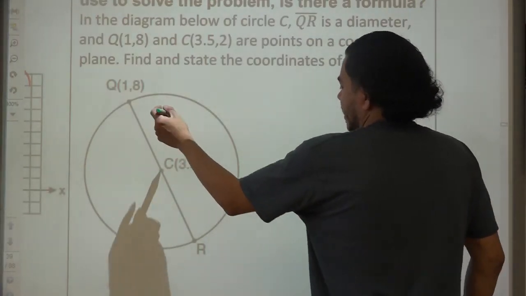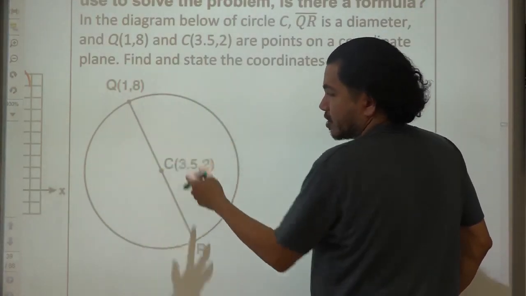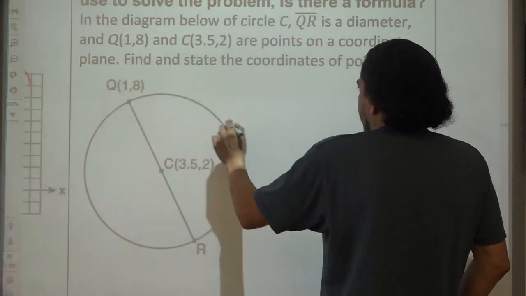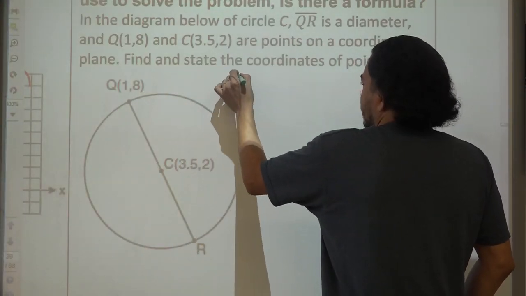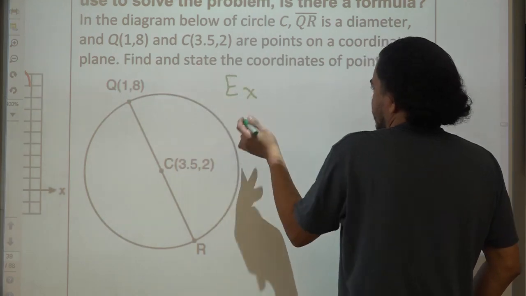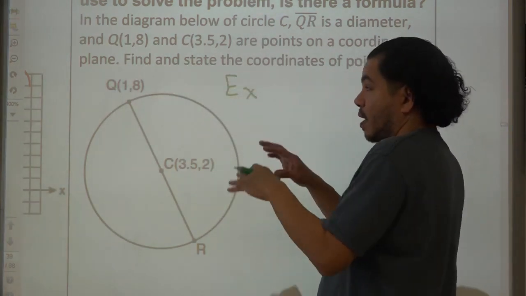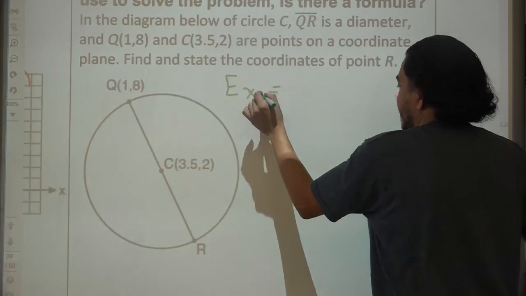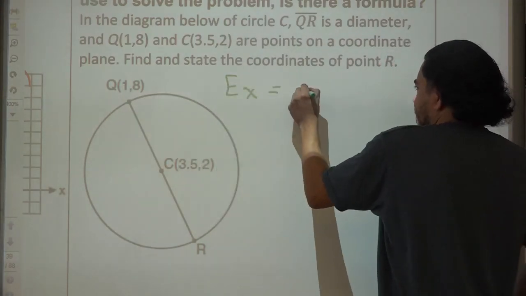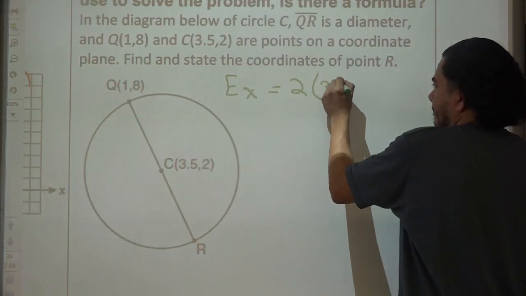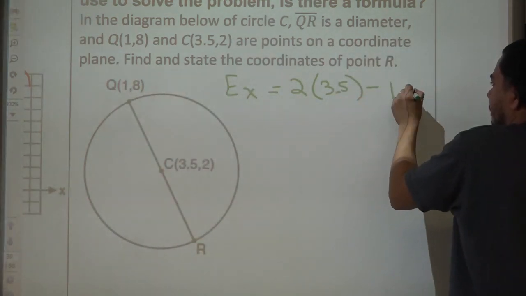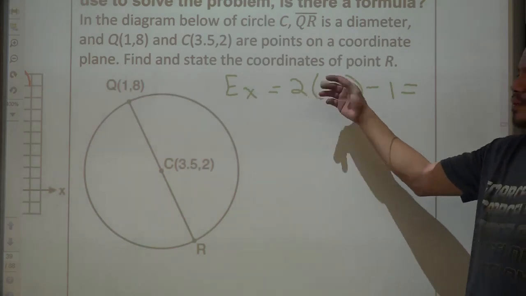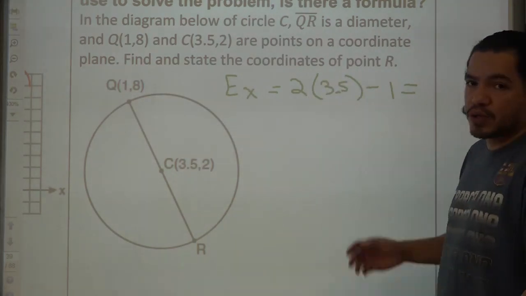So, let's see now. I'm gonna do x first, as usual, right? So, the endpoint for x. See, now I'm gonna label it. Anyway, it doesn't matter. So, multiply the midpoint by 2 and subtract the x coordinate. So 2 times 3.5 is 7 minus 1, 6.